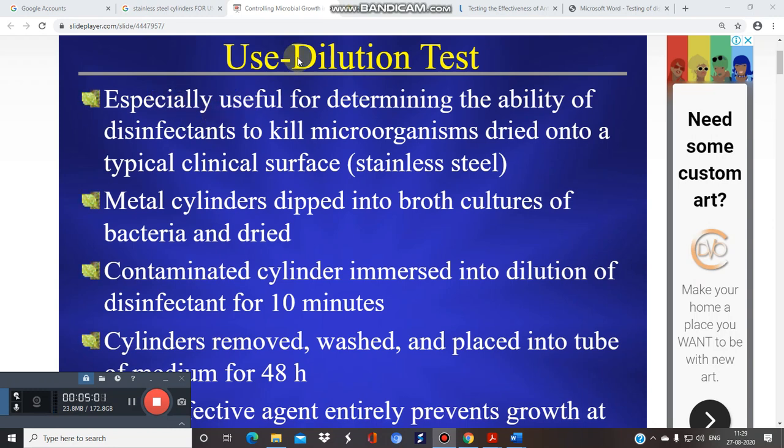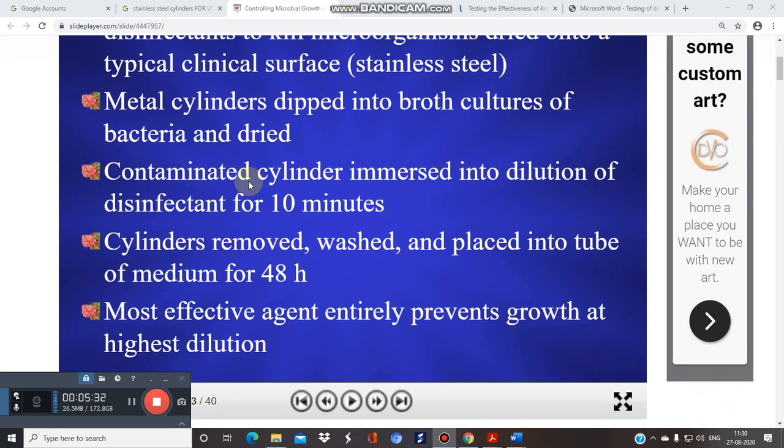The use dilution test is useful for determining the ability of disinfectants to kill microorganisms dried on a typical clinical surface, or you can say stainless steel. For this, metal cylinders are dipped into broth cultures of bacteria and dried. The contaminated cylinders, which contain microorganisms, are then immersed into the diluted disinfectant solution for a particular time, that is 10 minutes.